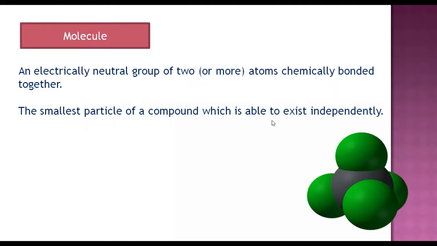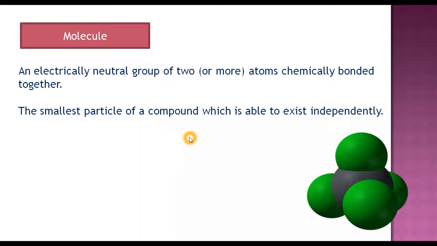A molecule is the smallest particle of a compound which is able to exist independently. It means an atom may or may not exist independently, but molecules can exist independently. So molecules can exist in the free state because molecules are very stable. So you can have another definition for a molecule: the smallest particle of a substance which has the properties of that substance and can exist in the free state. So molecules are basically the smallest particles of compounds, of substances, and they have the properties of the substance, and they can exist independently.